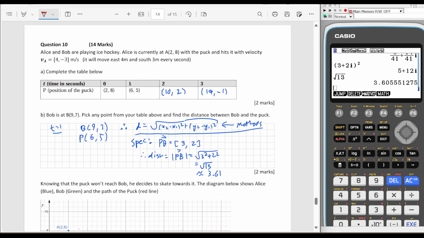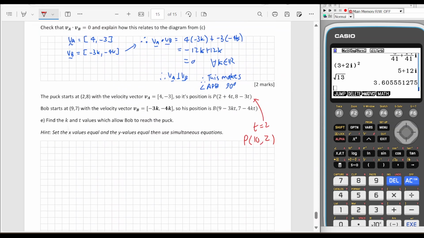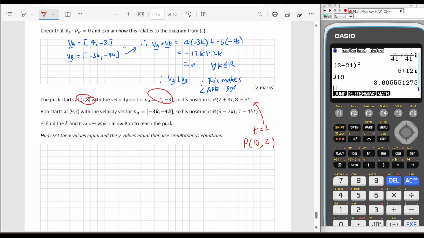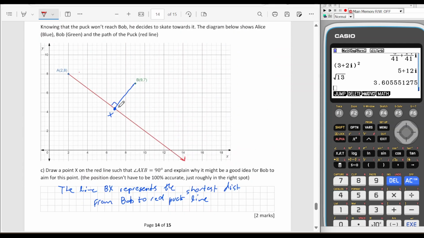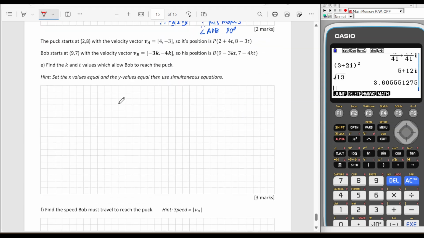If you know where something starts and you know its velocity vector, like starts at (2, 8) and there's a velocity vector, it's just the starting position plus some time times the velocity. Same thing for Bob. So that's where those come from, just in case you're curious. But we want to find the k and t values so that these two things meet. P and B are going to meet at that point X. That's where Bob catches the puck.